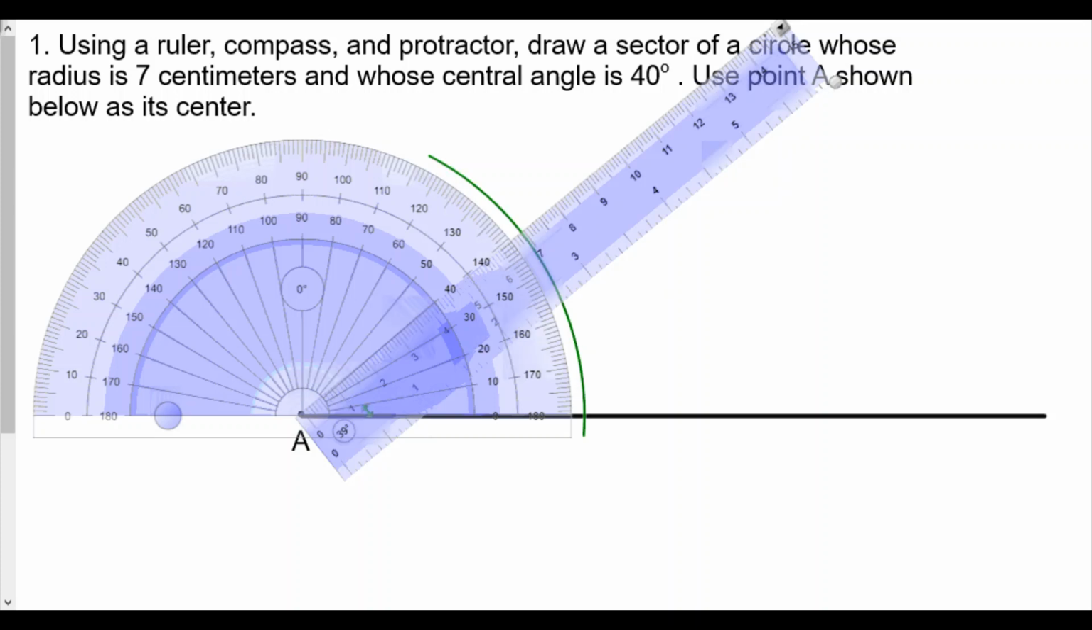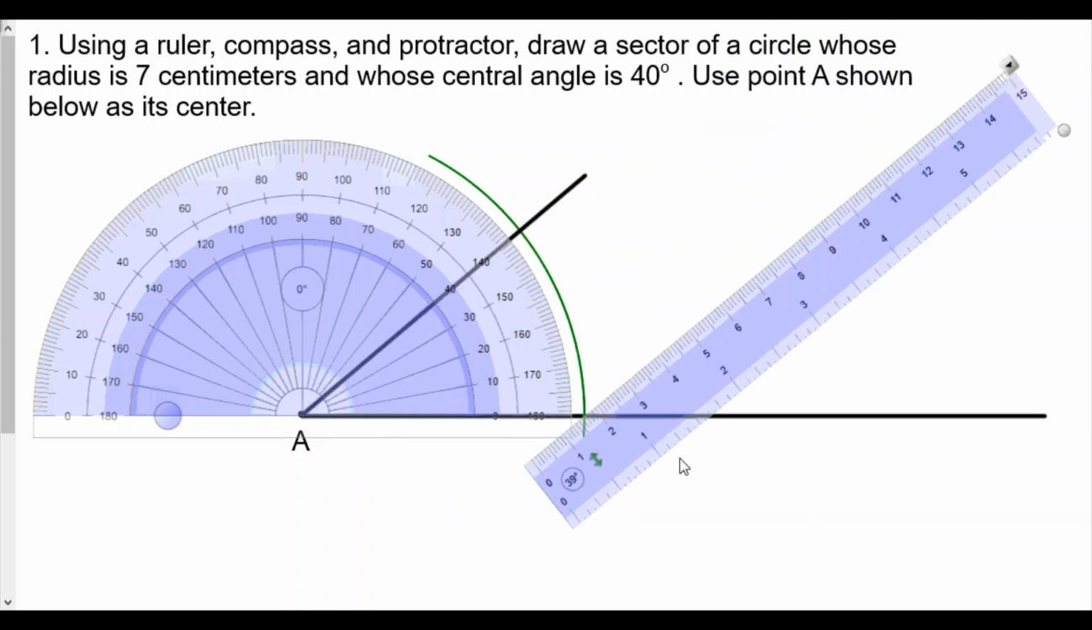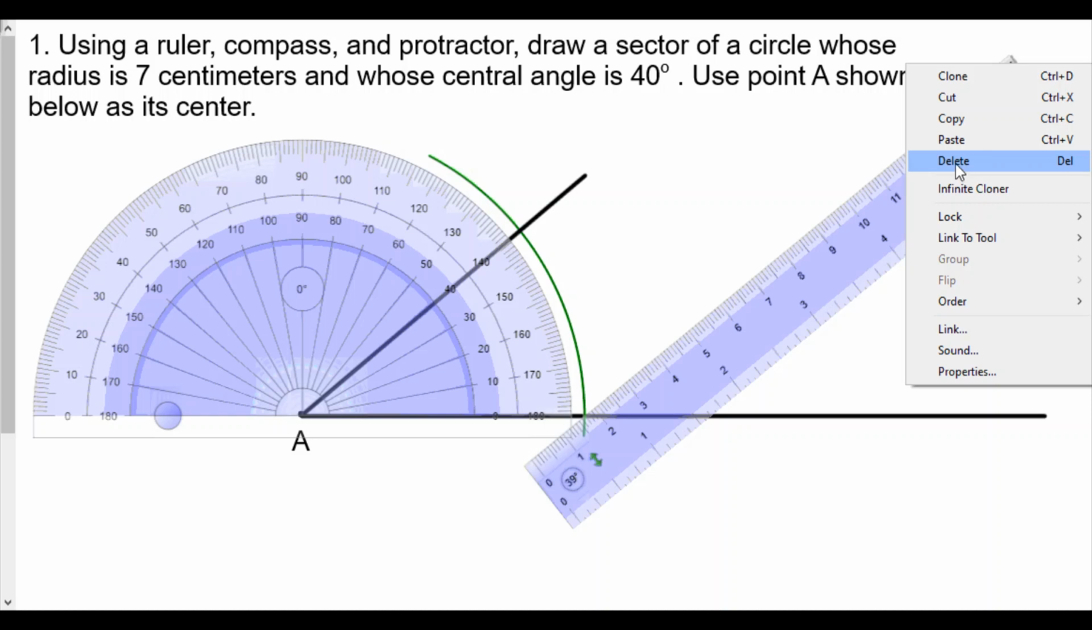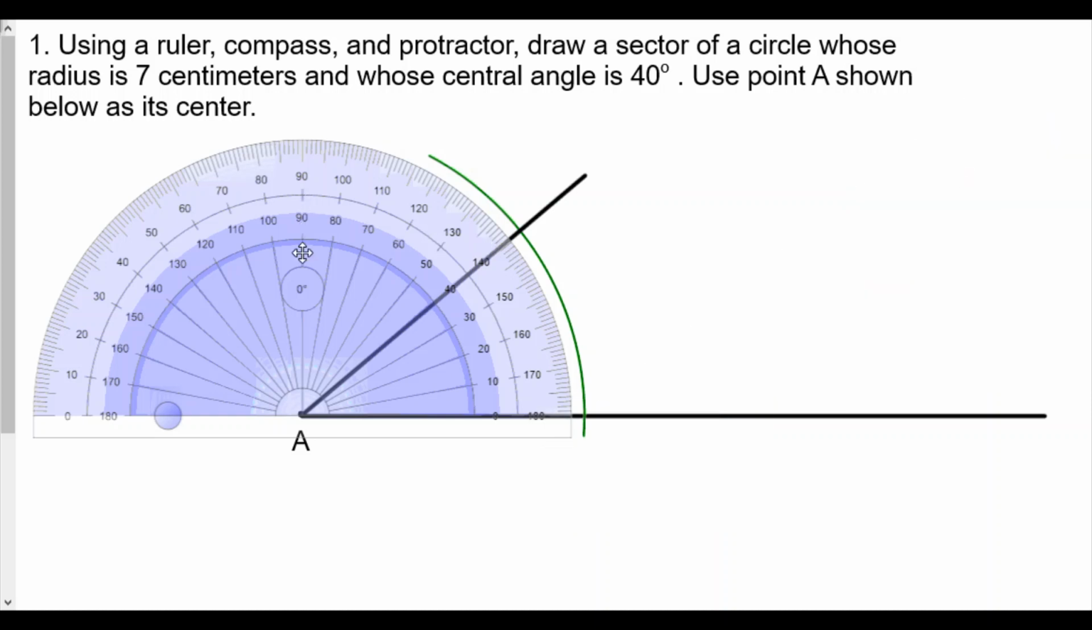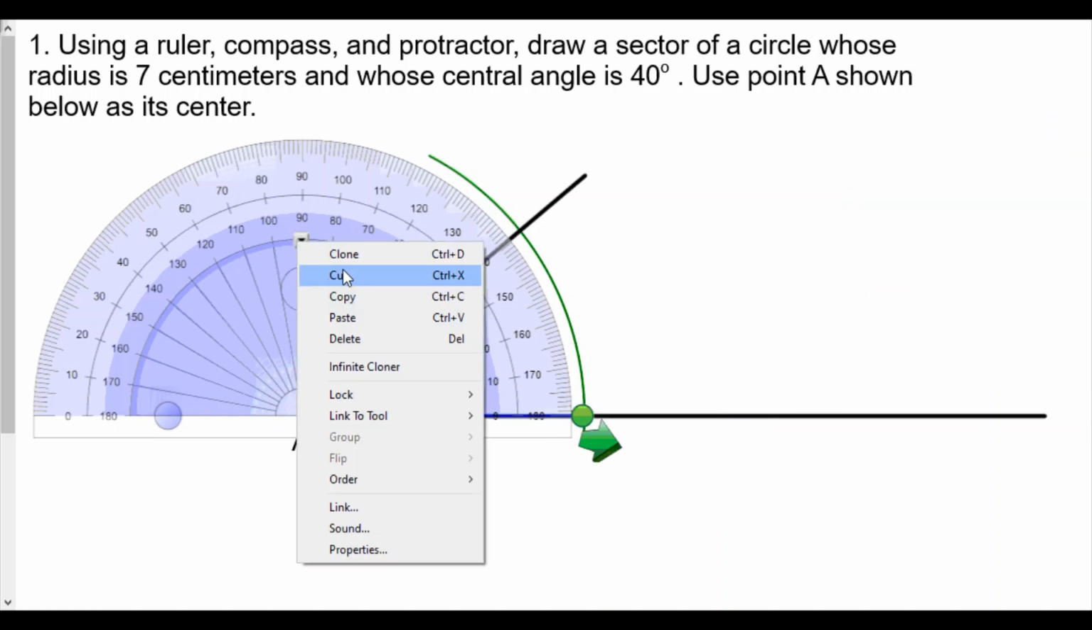And so now you're going to draw a line segment connecting A along the ruler. Okay, there you go. So what it comes down to is we have now constructed a sector. Let's move this ruler out of the way, and we'll delete this, and the protractor we'll get rid of as well.